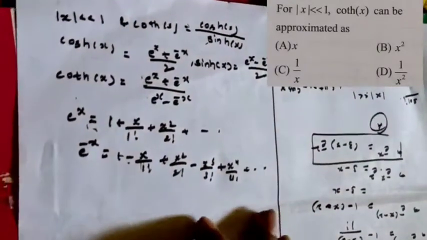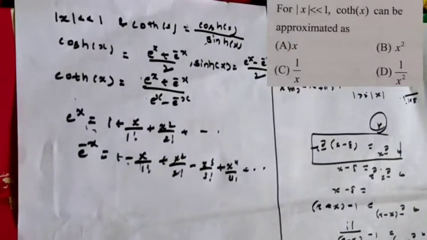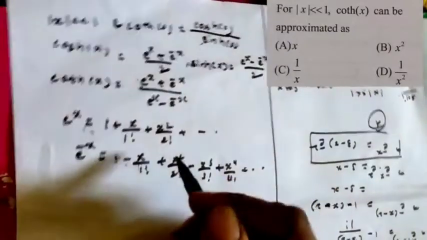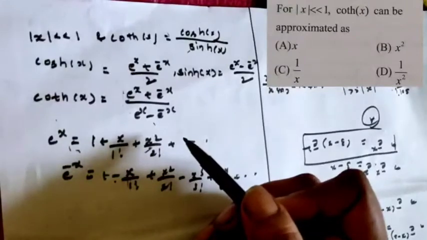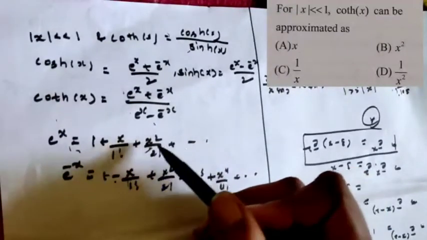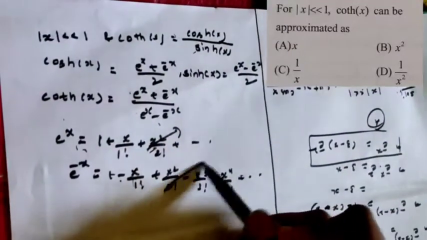Now in the question they ask us to find the approximation of cot x. They did not mention linear or higher approximation, but if it is not given in the question, we have to consider linear approximation. If we consider linear approximation, square and higher power terms are neglected.